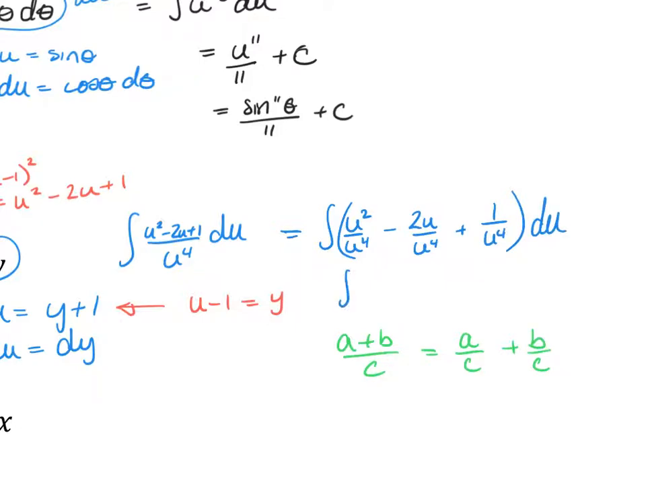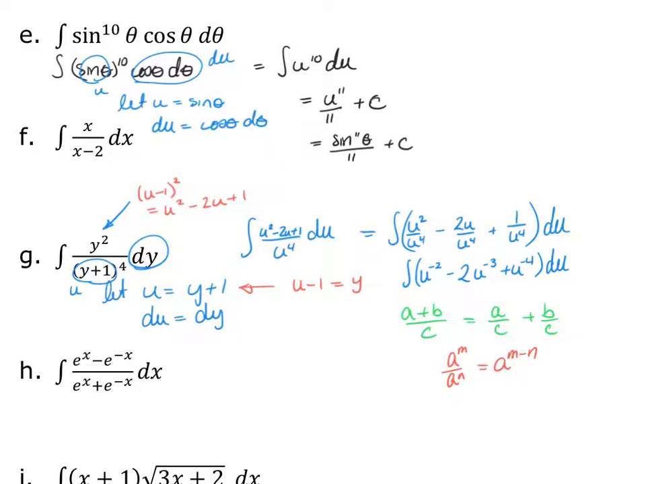Then that allows me to write this as u raised to the negative 2, because I'm going to subtract the powers. So when I'm using this rule that says if I have a to the m over a to the n, then this is a to the m minus n, I am subtracting the exponents. So this is going to be u to the negative 2 minus 2u to the negative 3 plus u to the negative 4 du. Now I'm going to stop. What kind of questions do you have for me so far?